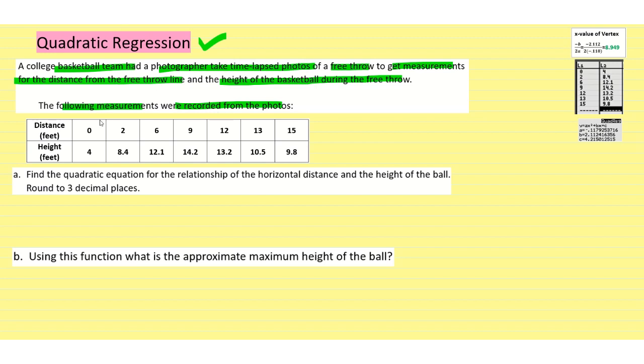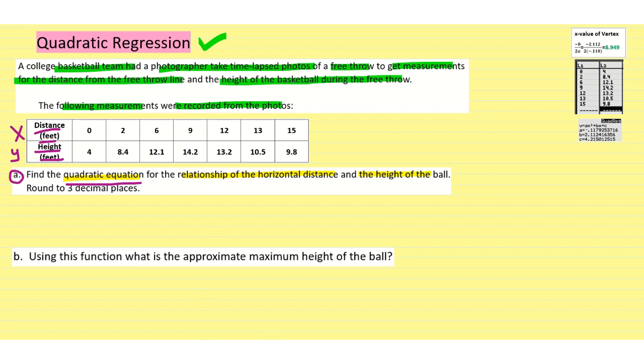Okay, so we're going to take this chart of data. This first line, the distance, can also be thought of as the x values. This second row of data is the height, and it can be thought of as the y values. We are going to use our graphing calculator to produce this quadratic equation that question A is asking for. Question A says, find the quadratic equation for the relationship of the horizontal distance and the height of the ball.